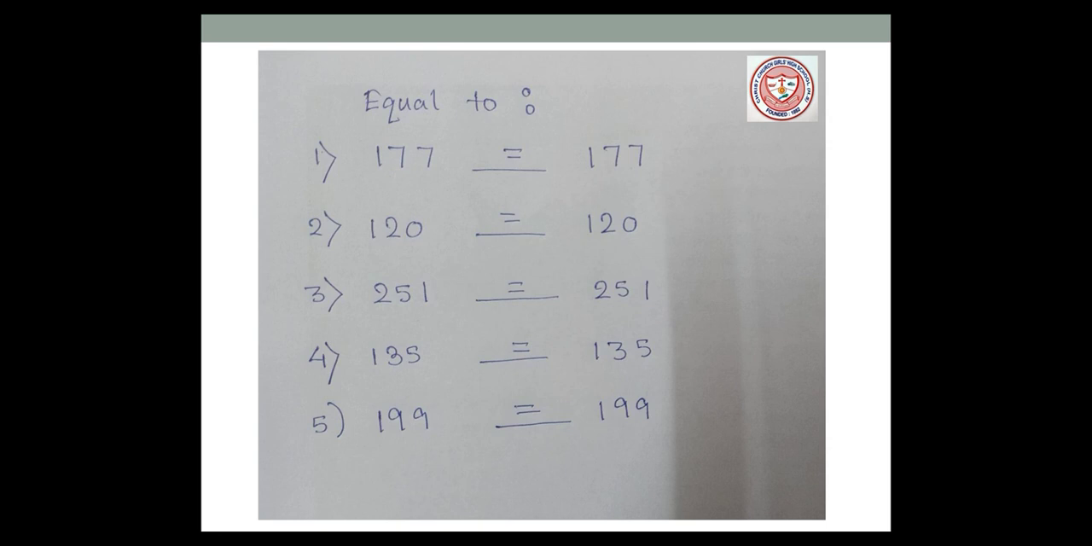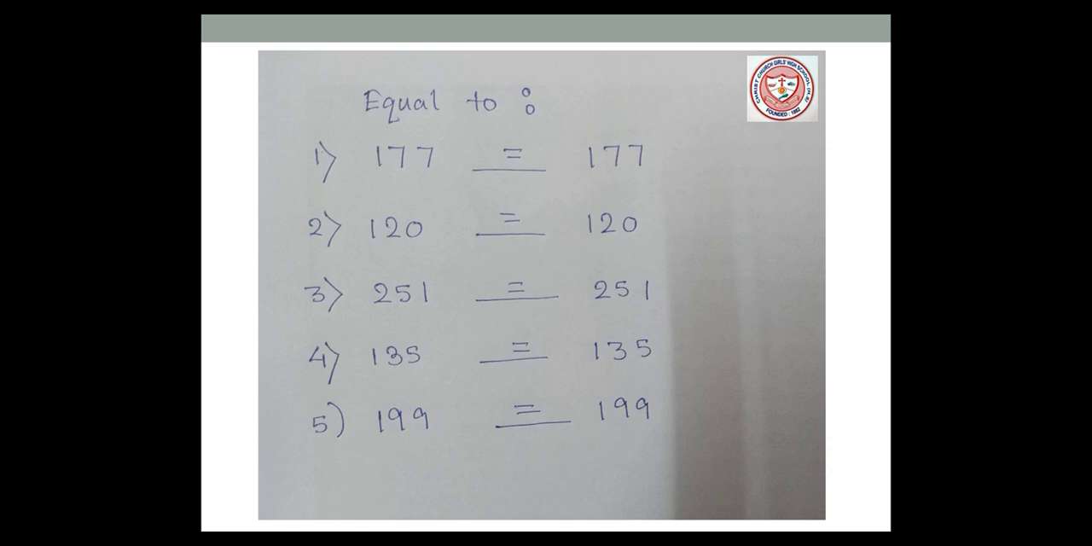Look at the chart carefully. Here all the numbers are in pairs and they are equal. Like number 1, 177, number 2, 120, number 3, 251, number 4, 135, and number 5, 199. That is why we put equal to sign. We are done with revising comparing numbers.